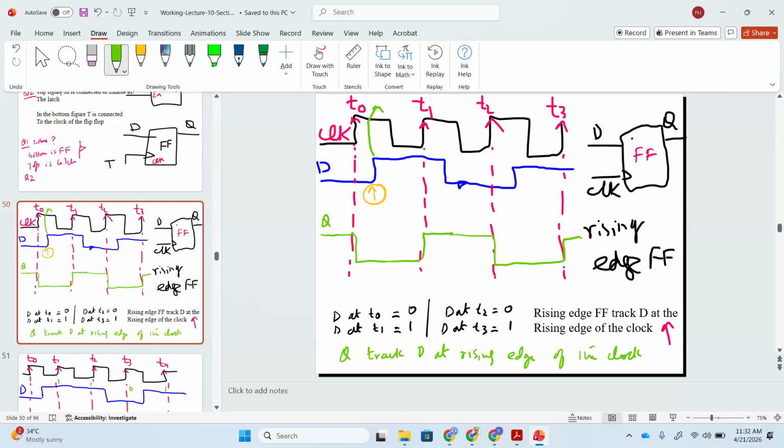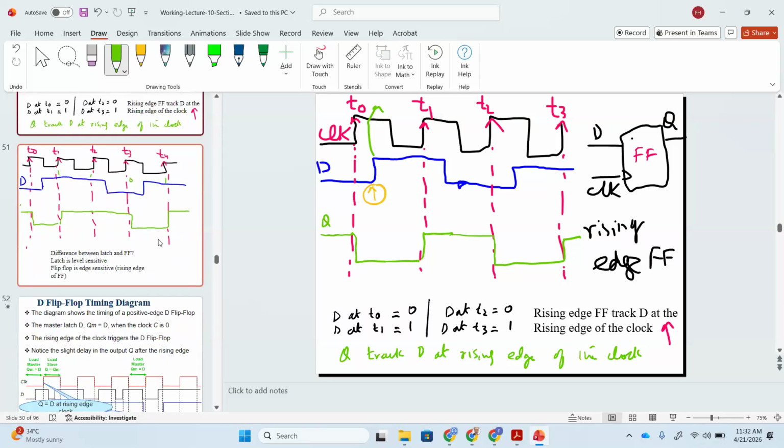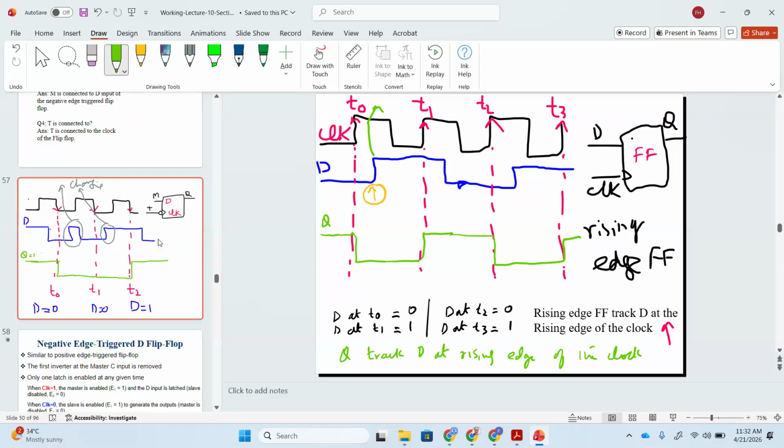Clear. Okay, now this may be a question in the exam. How may I ask the question in the exam? This is very important: how will I ask the question in the exam?